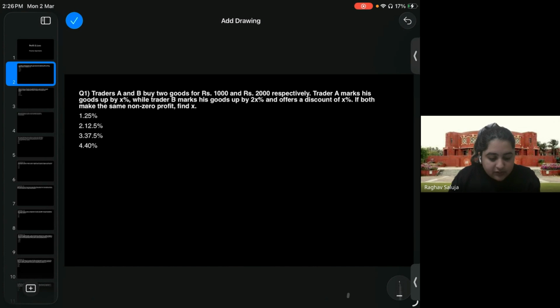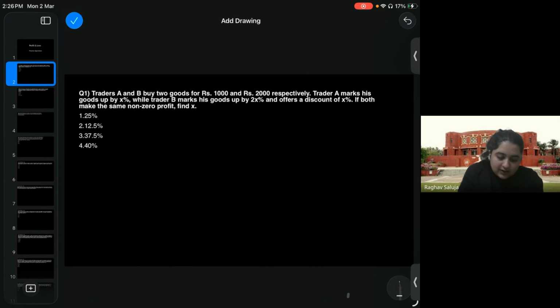So let's start with the first question. Traders A and B buy two goods for rupees 1000 and rupees 2000 respectively. Trader A marks his goods up by X percentage, while trader B marks his goods up by 2X percentage and offers a discount of X percentage. If both make the same non-zero profit, find X.